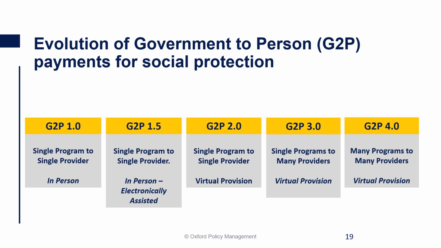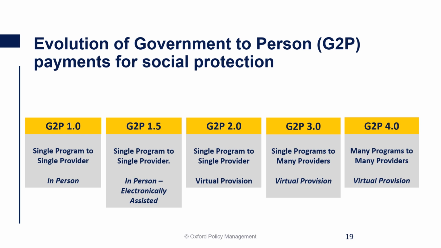Nevertheless, recipients can incur significant private costs to withdraw cash, as they may live farther away from a bank branch, ATM, or cash-in, cash-out agent. The G2P 2 model can improve the efficiency of payment provision, and if structured properly, can extend some elements of financial inclusion to beneficiaries. After G2P 2, G2P 3 comes, and this is actually single program to many providers.